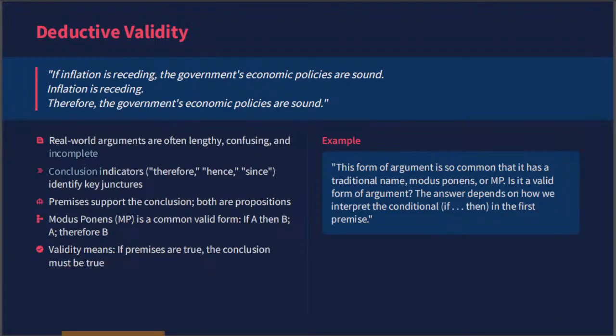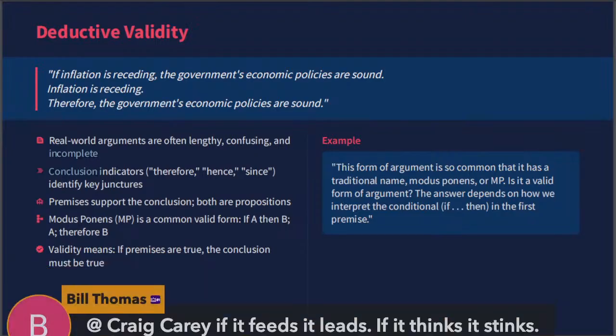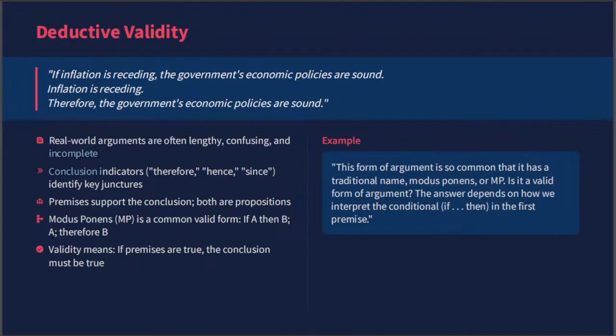Nevertheless, nothing stinking here. We're on to the truth and deductive validity. So once again, we're looking at the modus ponens, this type of argument of deductive validity, but it depends upon the conditional if-then. So if inflation is receding, then the government's economic policies are sound. If this is true, now we can proceed and say that the rest of it will come to a true conclusion. So let's break this down.